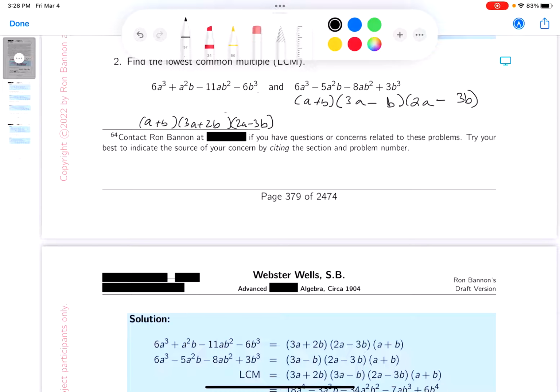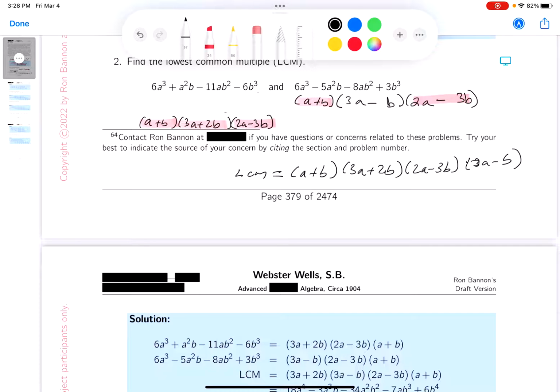And the LCM, well, let's look at the factors. Definitely an a plus b. I'll write that down for you. Okay. Definitely a 3a plus 2b. I keep saying that. I know that. Definitely a 2a minus 3b. And what's left? 3a minus b.